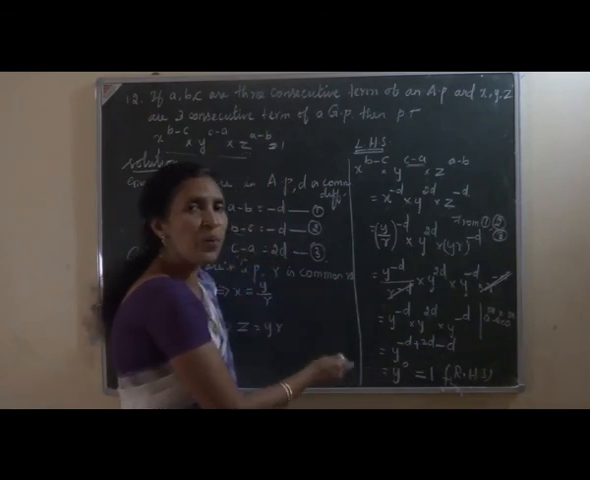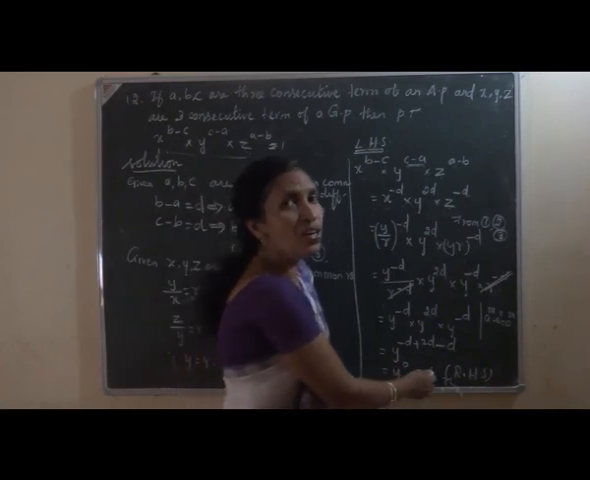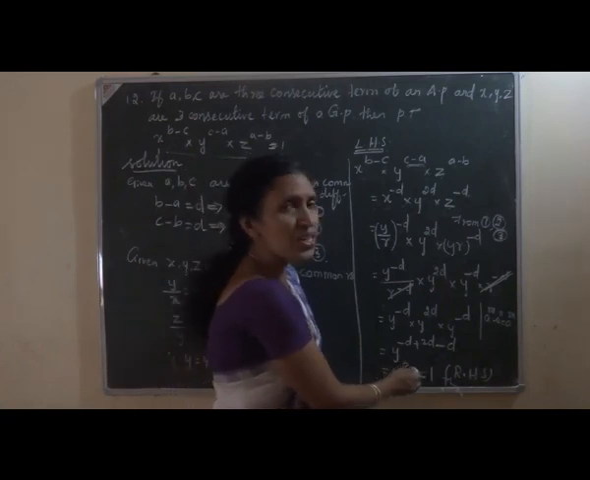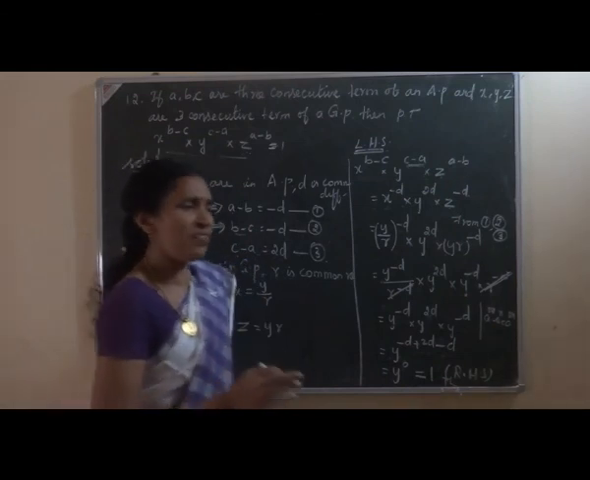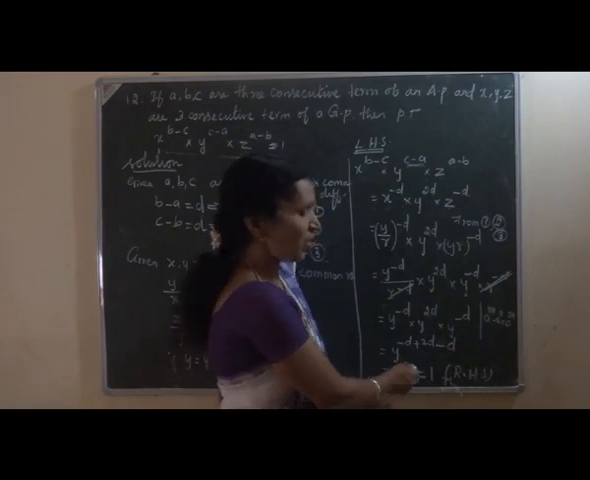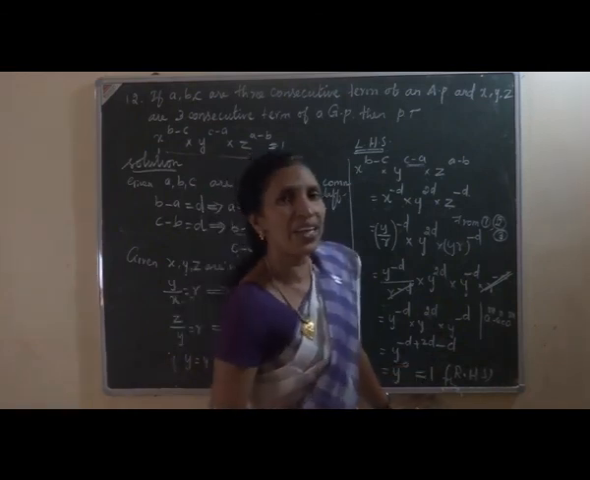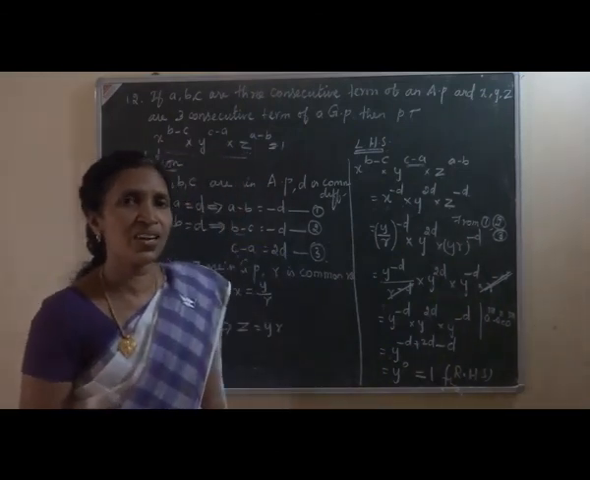If it is y power 0, then everywhere you will get the value 1. y power 0 is 1. a power 0 is 1, 9 power 0 is 1. Any value power 0 means the value is 1. So y power 0 equal to 1. You got the answer. That's the proof. Clear? Understood? Thank you.